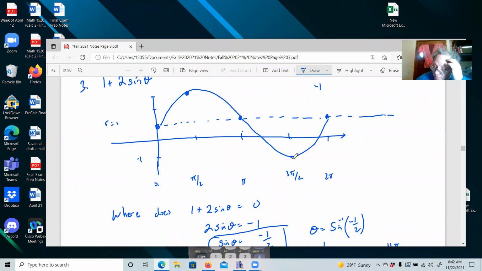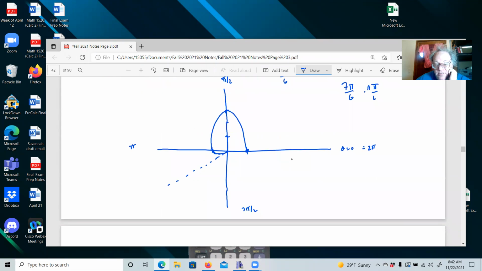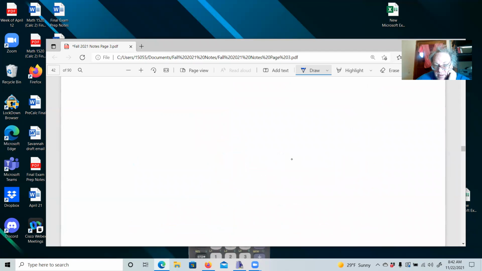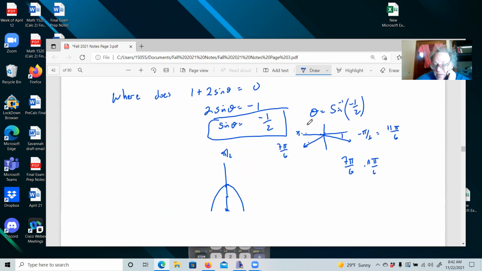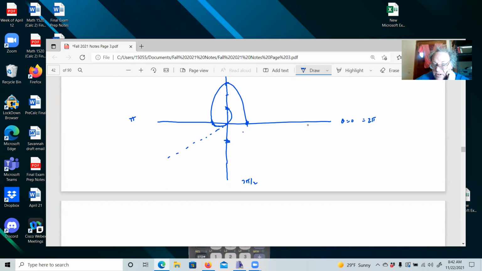Now, when we get to 3 pi over 2, it's negative 1. So we would think it's going to be down here, but we have to think about it like it's backwards. So we're actually going to be up here because it's negative. Between 3 pi over 2 and 11 pi over 6, it's still negative. So we think we'd be in the 4th quadrant, but it's actually going to flip and we're going to be in the 2nd quadrant. And it's going to come back down around.